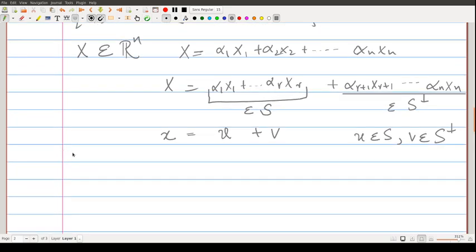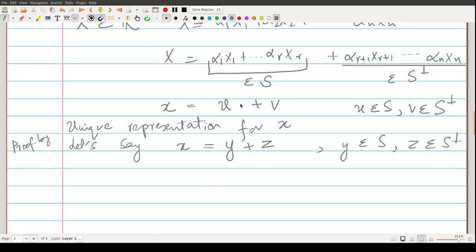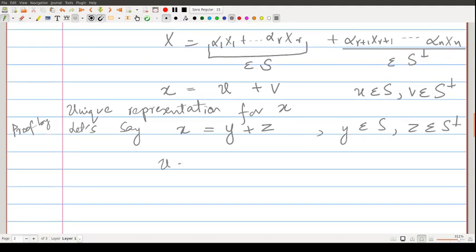And now we have one more thing to show, that this is actually a unique representation for x. By unique I mean you can't take any other vector in S and any other vector in the orthogonal complement and still get their sum to be equal to x. So let's prove this by contradiction. Let's suppose x equals y plus z, where y belongs to S and z belongs to the orthogonal complement. So I'm claiming that this is not a unique representation; I can have another representation, so that u plus v equals x equals y plus z.